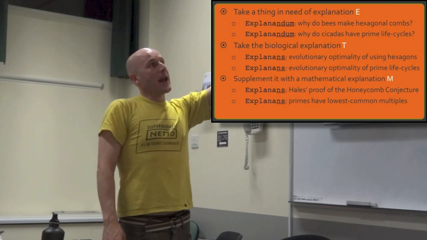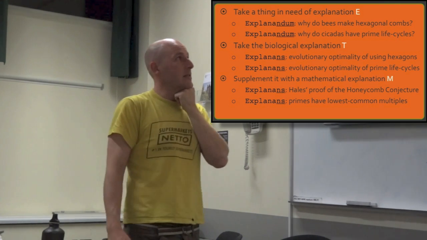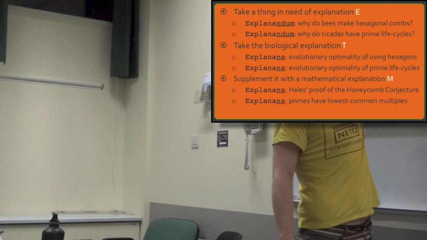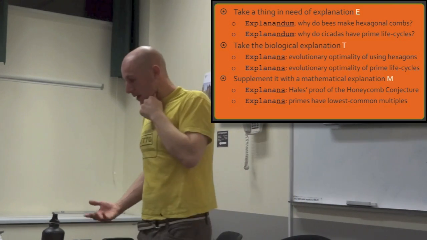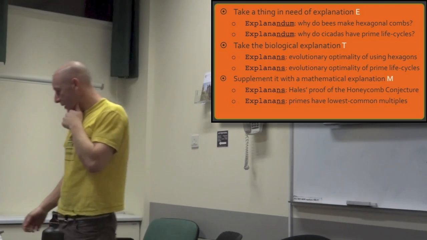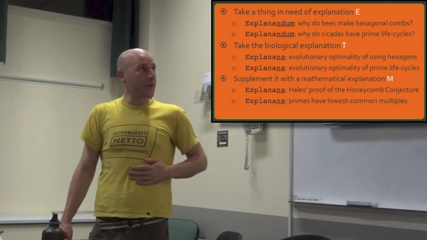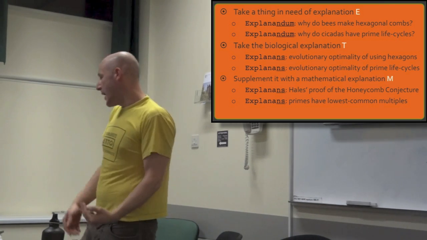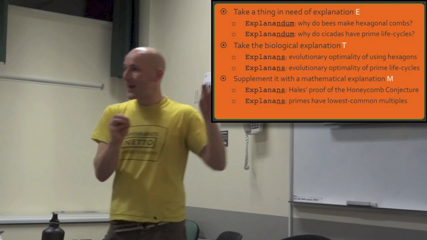So in each case, the explanation, which we're labelling T, is a sort of biological explanation. This one explains the top explanandum, and it's the evolutionary optimality of using hexagons. That would explain why bees make hexagonal cones. Similarly, the evolutionary optimality of prime life cycles would explain why cicadas have prime life cycles. So there we've got T in each case explaining E, some biological theory T explaining something that needed explaining, which was E.